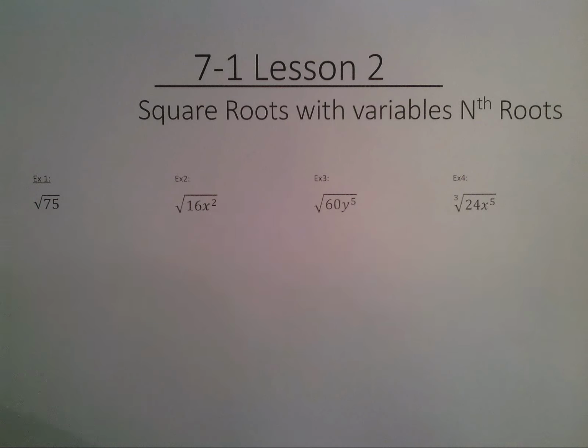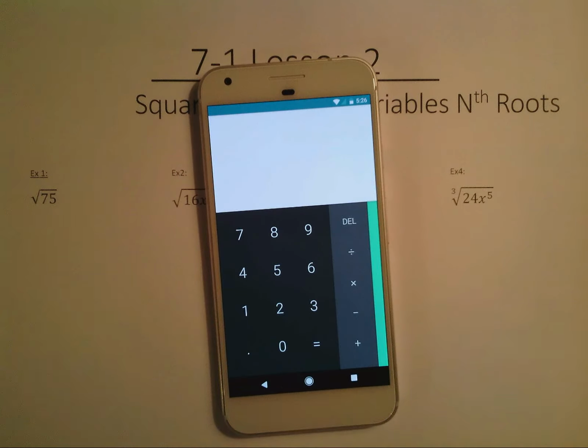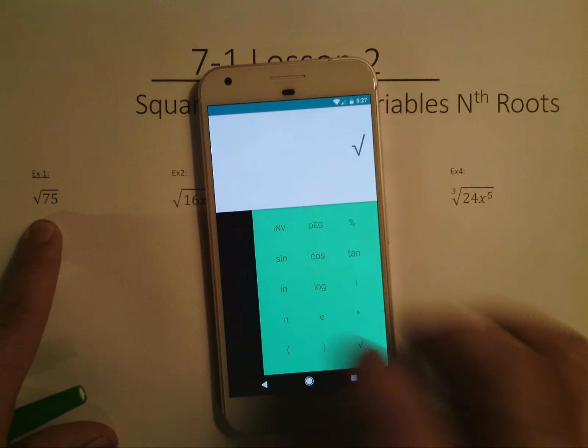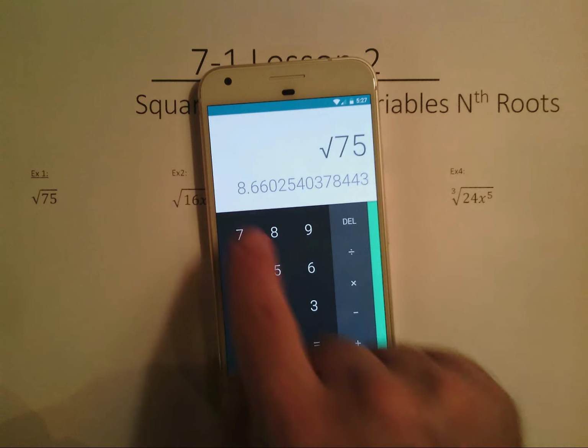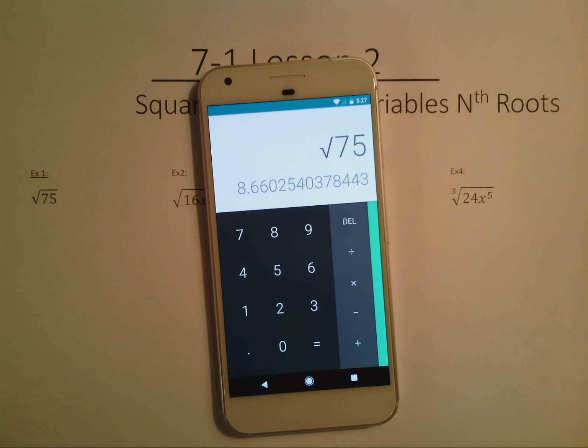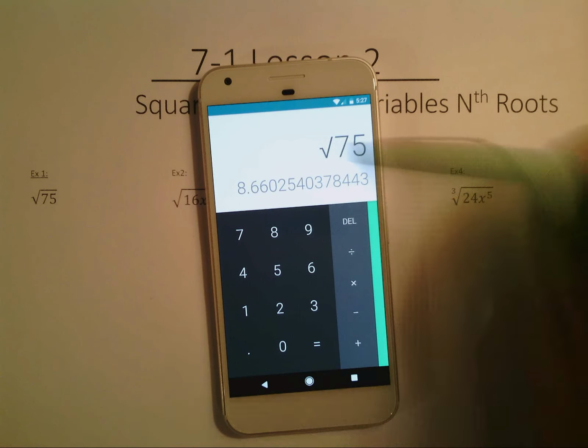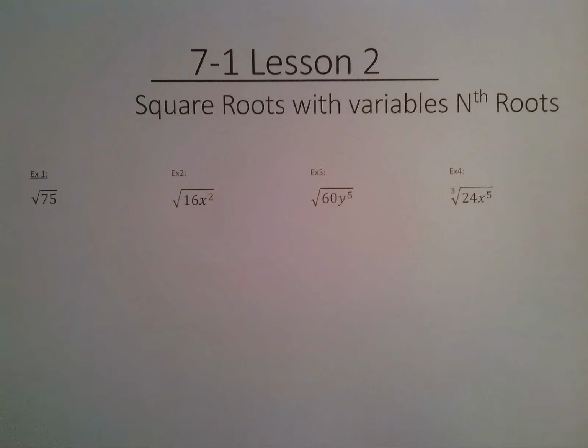So first things first, if you're asked just to give the approximate answer, the decimal answer, you're going to go to your handy-dandy calculator. So my first example is square root of 75. So square root 75, there's the answer. Normally they're going to ask for tens place, hundredths place, thousandths place, or round to the nearest whole number. It really depends on the problem. Just use your rounding rules for anything like that. So there we go for using a calculator. This symbol right here is the square root symbol, just in case you hadn't seen it before. Alright, getting that out of the way, let's do some real math.